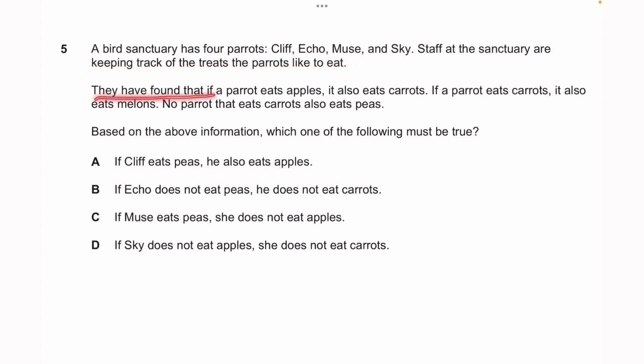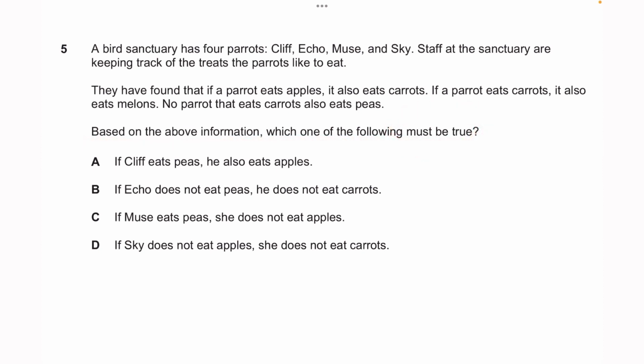Now, they have found that if a parrot eats apples, it also eats carrots. If a parrot eats carrots, it also eats melons. No parrot that eats carrots also eats peas. Based on the information above, which one of the following must be true?